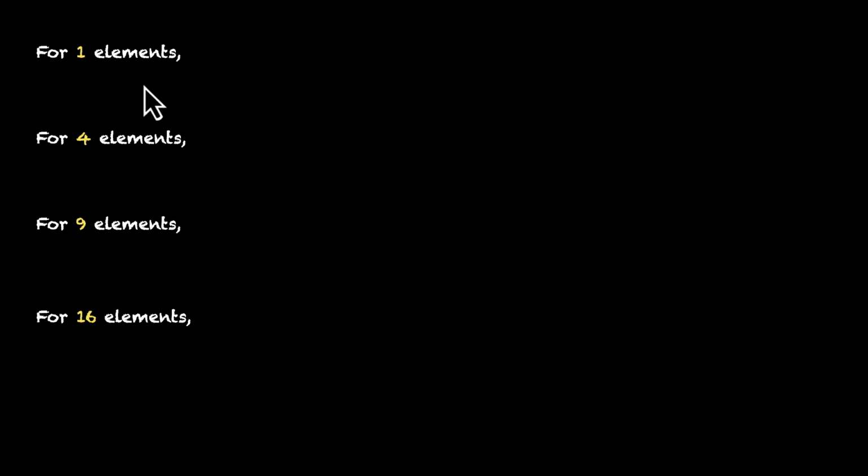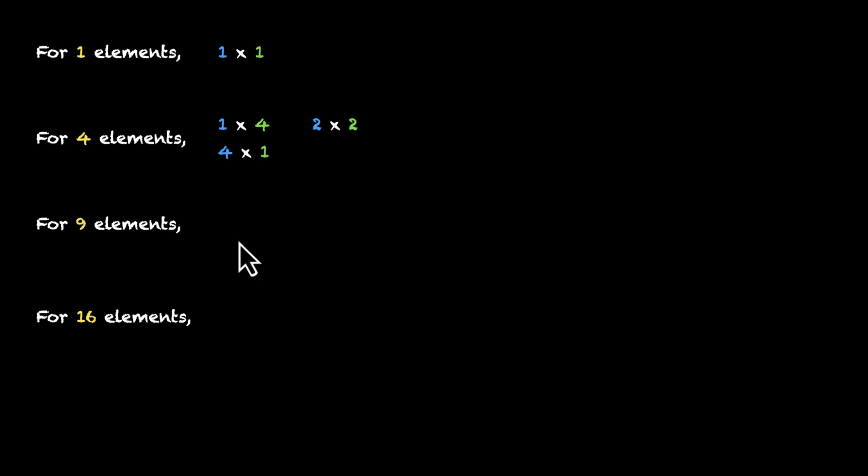Okay. For one element, we only have one way of making the matrix. We'll have one row and one column. That's 1 by 1. For 4, we have these ways. We can have 1 by 4. We can have 2 by 2. And we can have 4 by 1. Notice that we have an odd number of possibilities.